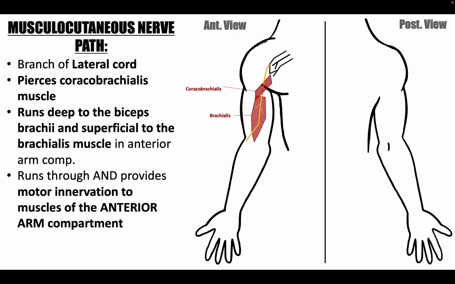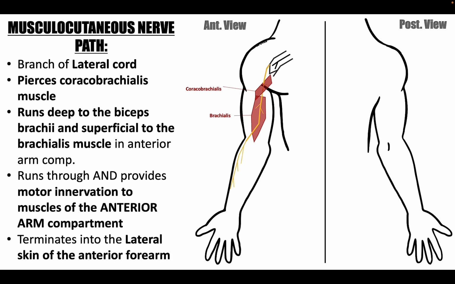You'll notice it touches all the muscles in the anterior arm compartment, and we know it innervates them, so that's why it's here. After it innervates the anterior arm compartment muscles, we know it should innervate the lateral forearm skin, and it does. It pops out laterally around the elbow and travels very superficially in the skin to provide that sensory innervation.